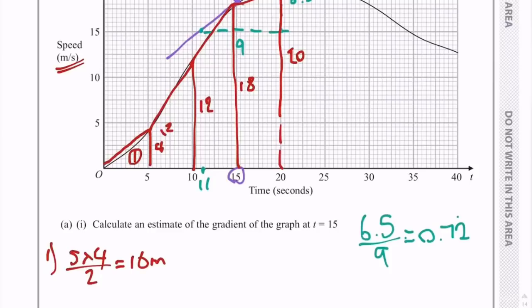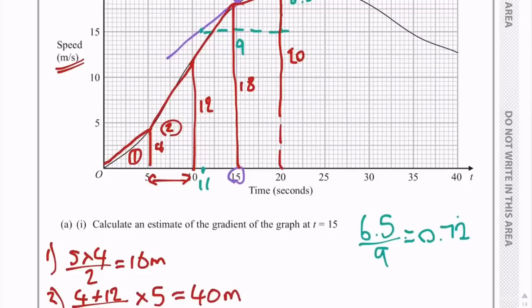Shape number 2 is a trapezium. So add together the parallel sides. 4 plus 12 is 16, divided by 2 is 8, and then times it by the height, the distance between them, which is 5. So 4 plus 12 is 16, divided by 2 is 8, and then times that by 5 gives us 40 meters for number 2. On to number 3.